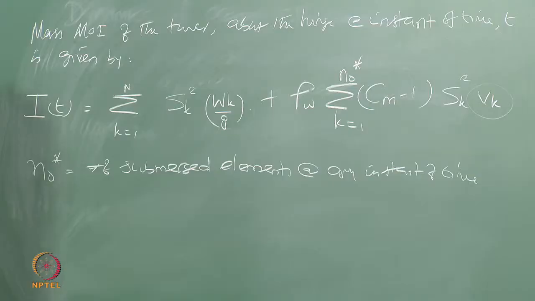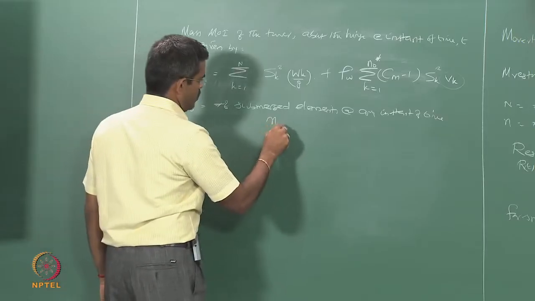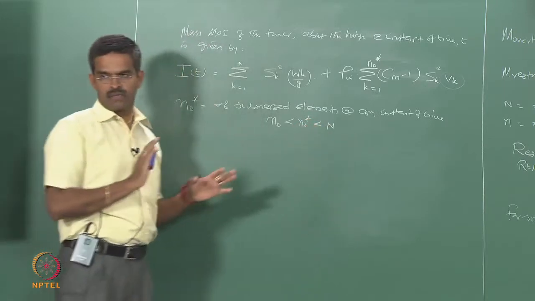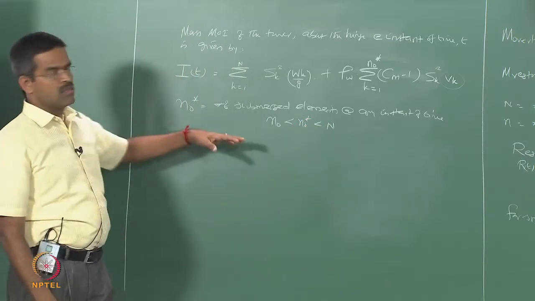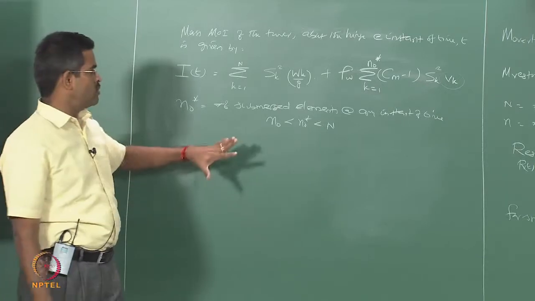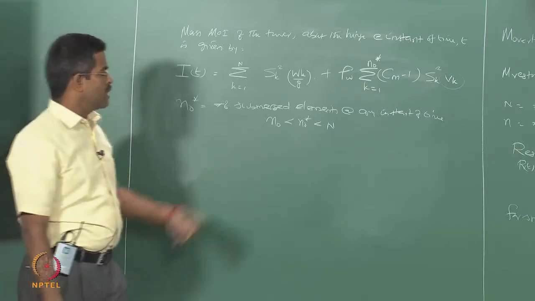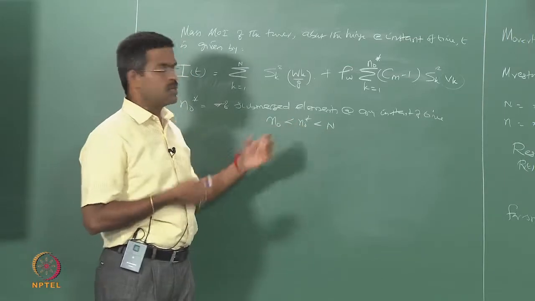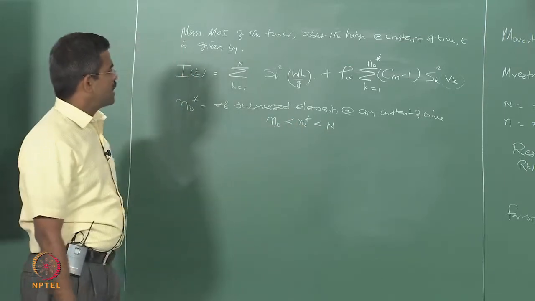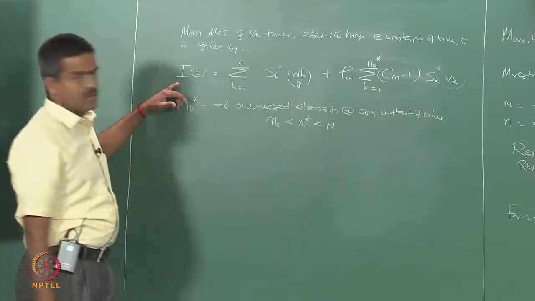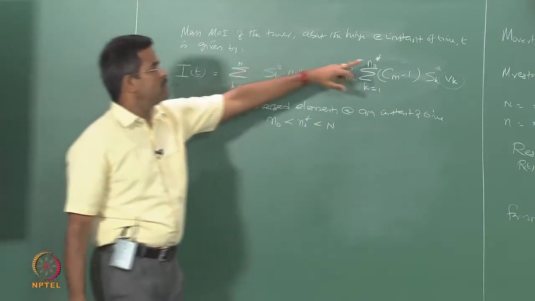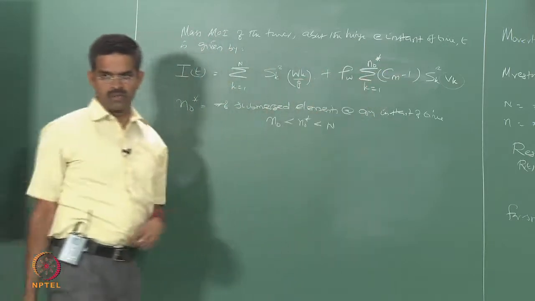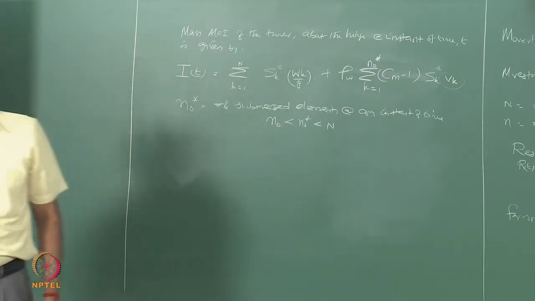So one can see simply a hierarchy like this: N0 less than N0 star less than N, that is the hierarchy actually. N0 is the value where there is no submersion, I mean there is no displacement taking place. N is of course the total number of segments, and N0 star can be at any instant of time the number of submerged elements, and that will govern my total mass moment of inertia about the hinge, because it is on Sk into Sk square. So that is the distance of the point from the tower at the base.